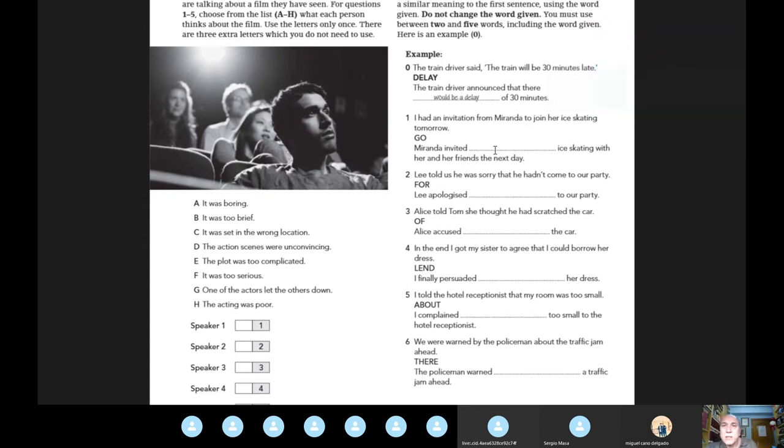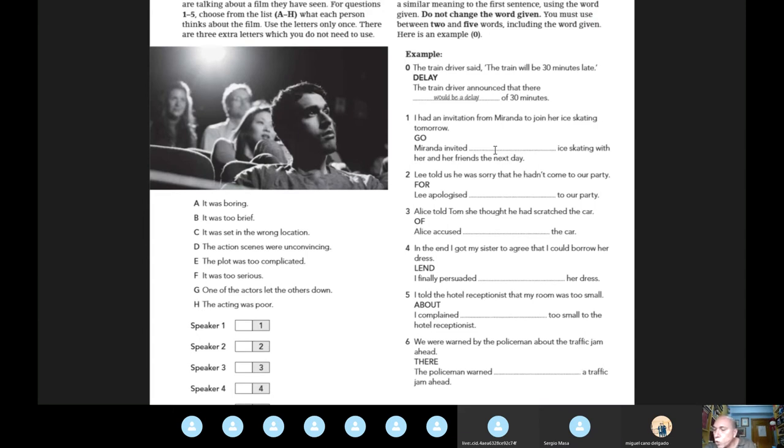Do we have any different answer? About my room being. Correct, friends. This is the answer: I complained about my room being too small to the hotel receptionist. Exactly that. About my room being. Now, number six: we were warned by the policeman about the traffic jam ahead, and you have to use "there".